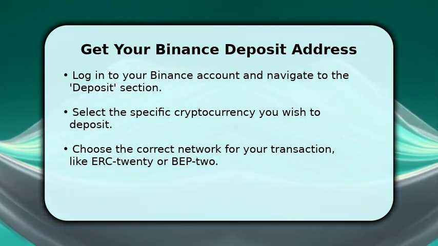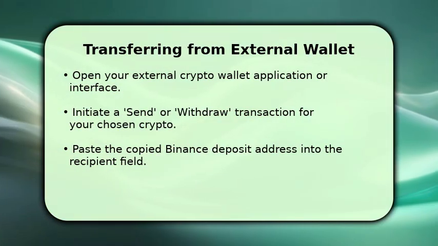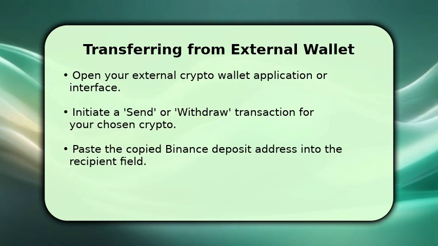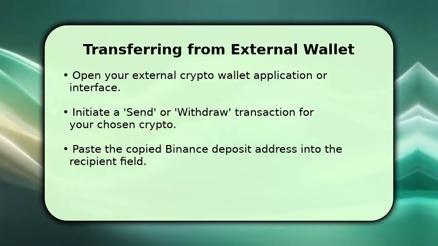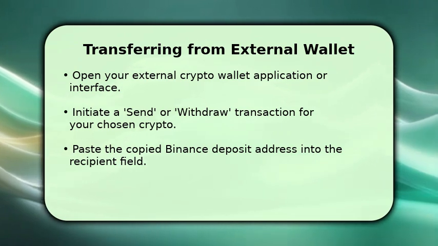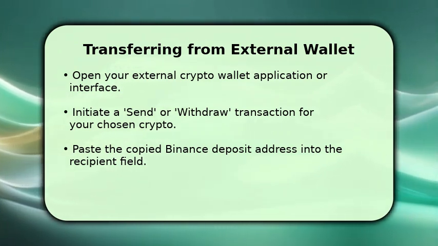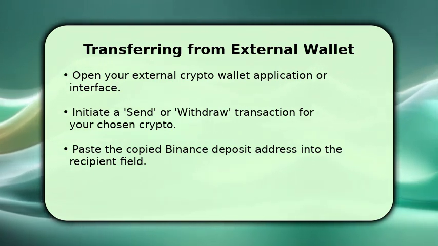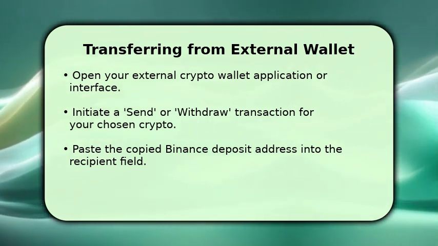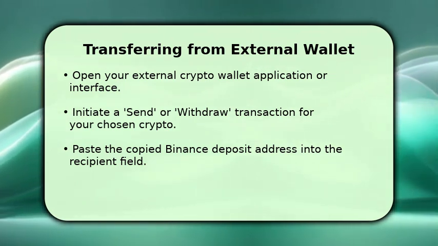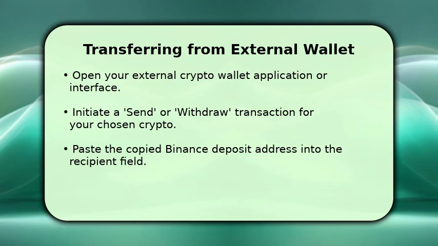Copy this address precisely. Now, open your external crypto wallet, whether it's a hardware wallet or a software application. Locate the send or withdraw function for the cryptocurrency you're moving. Paste the Binance deposit address you copied earlier into the recipient field. Double-check that the network selected in your external wallet matches the one you chose on Binance. Always review all transaction details before confirming the send.